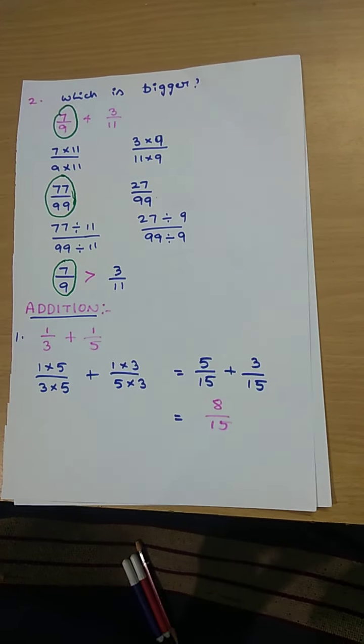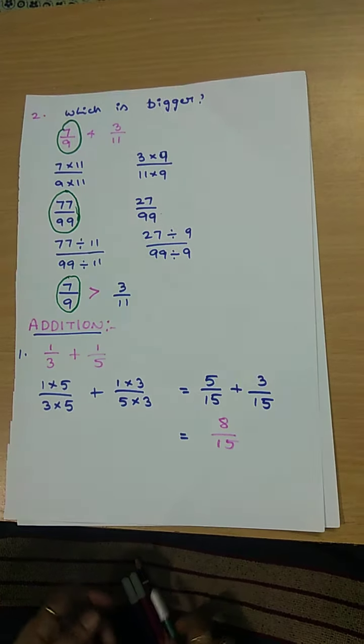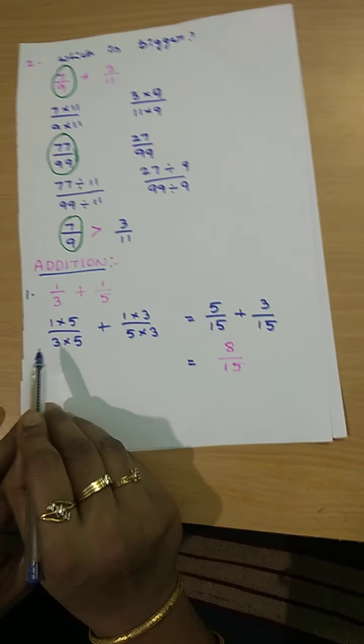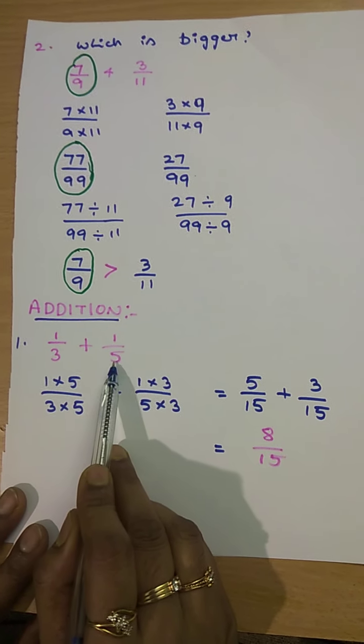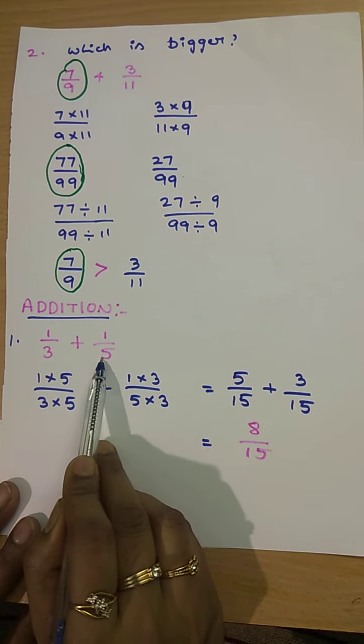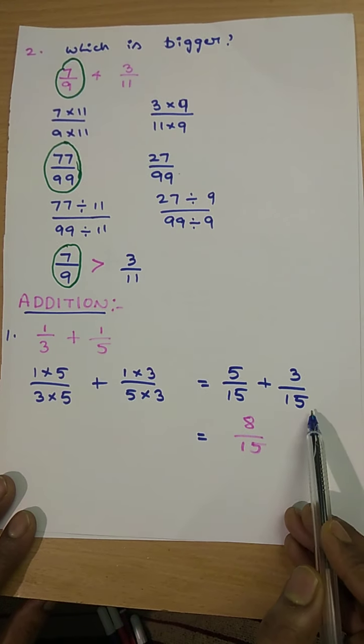Okay. Now I am going to explain the addition concept. Addition: 1 by 3 plus 1 by 5. These both are unlike fractions. Now I am going to change these unlike fractions into like fractions.